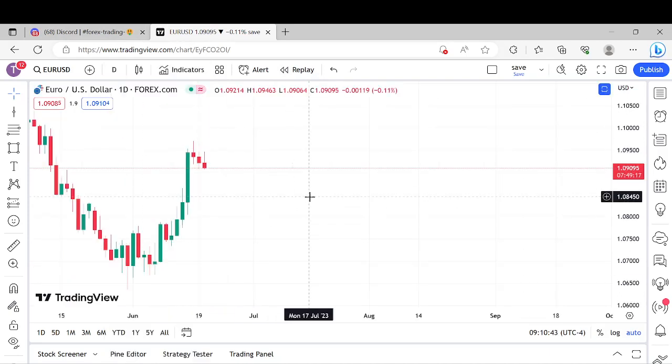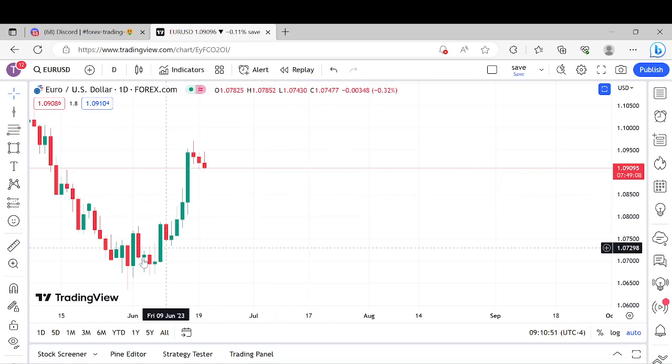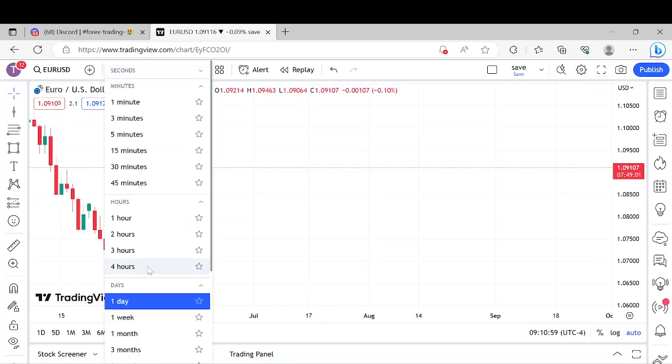So, Euro USD daily market structure. Daily market structure on Euro USD at the current moment is 100% bullish. It's operating within a bullish market structure, consistently putting in higher lows, consistently trending higher. So it's looking really strong. That's all we had to do on the daily chart.